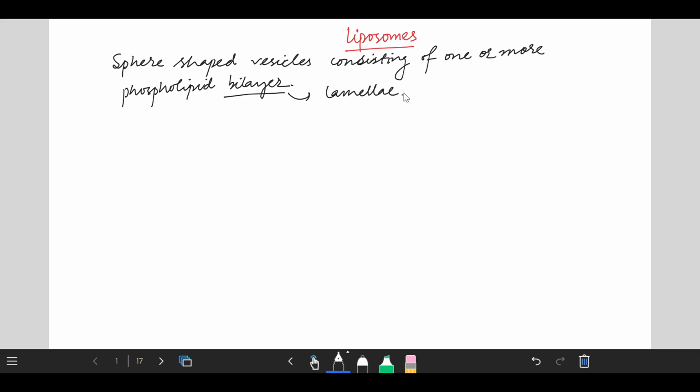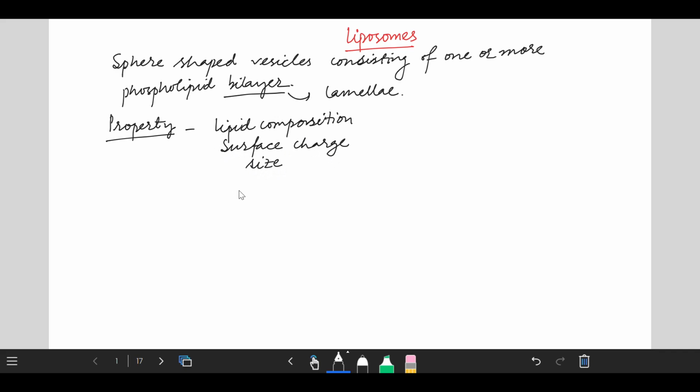And the properties of liposomes differ depending on their lipid composition, surface charge, size, method of preparation, etc. So the property depends on lipid composition, surface charge, size, method of preparation, etc. Okay.